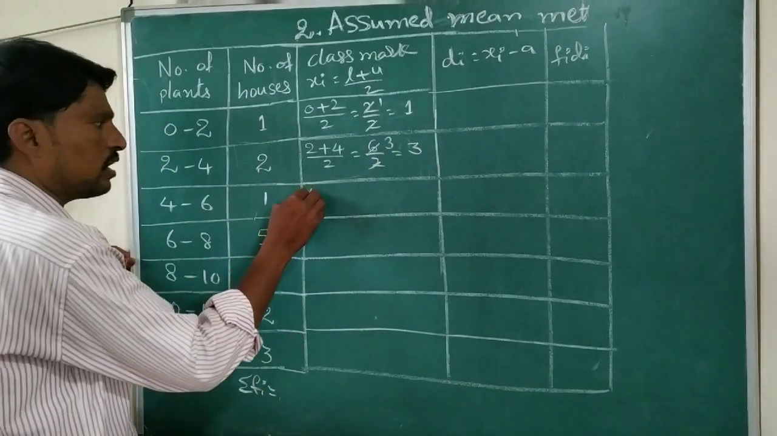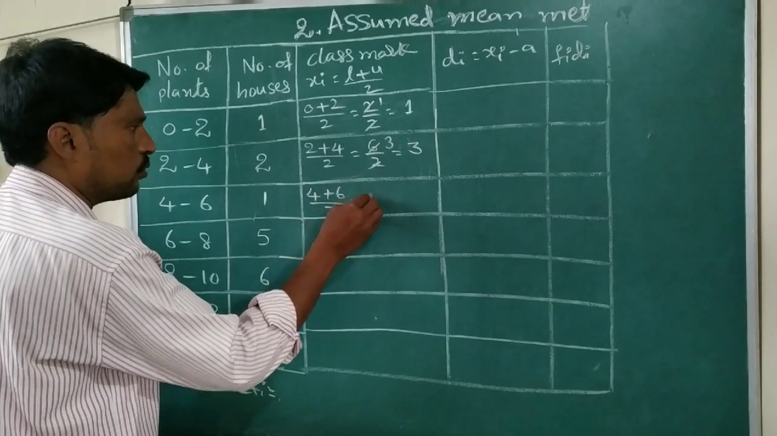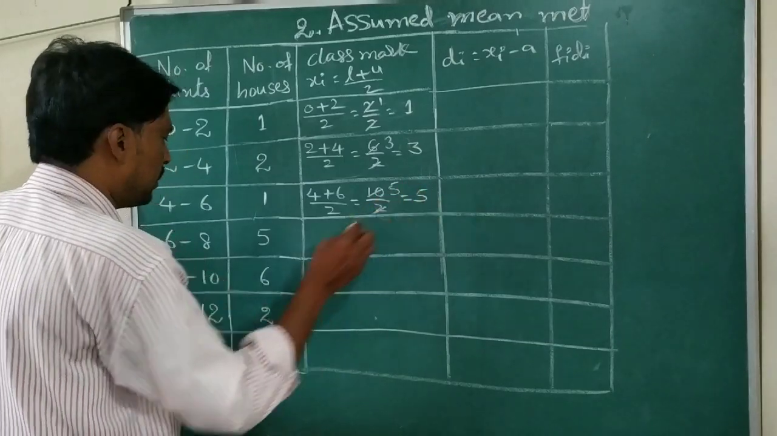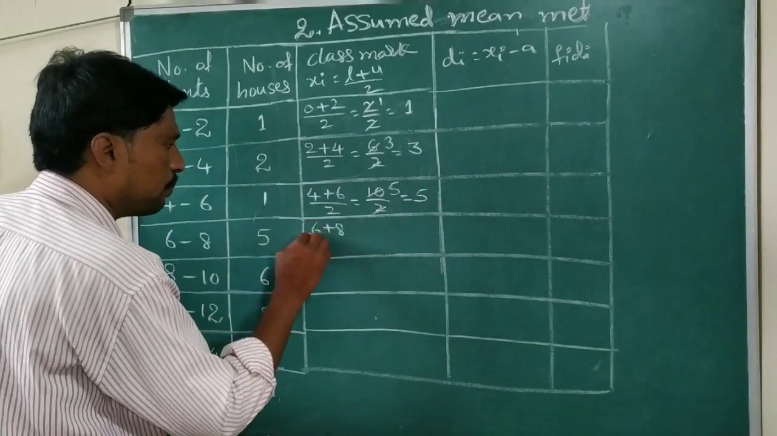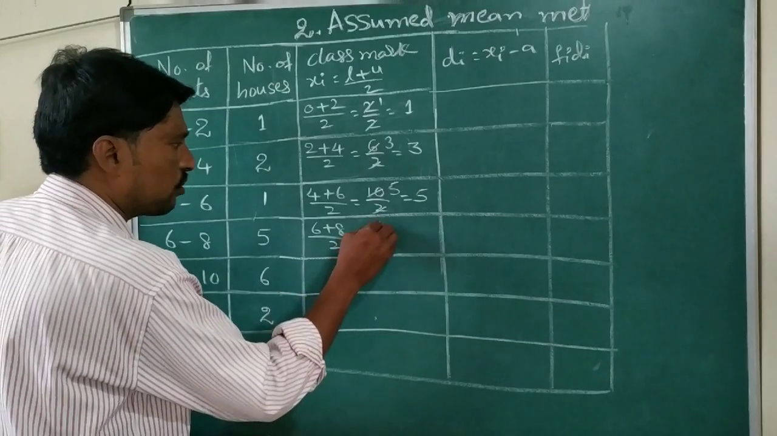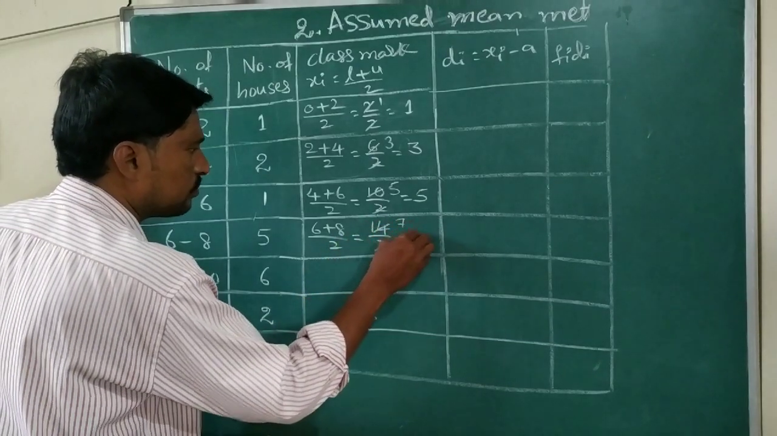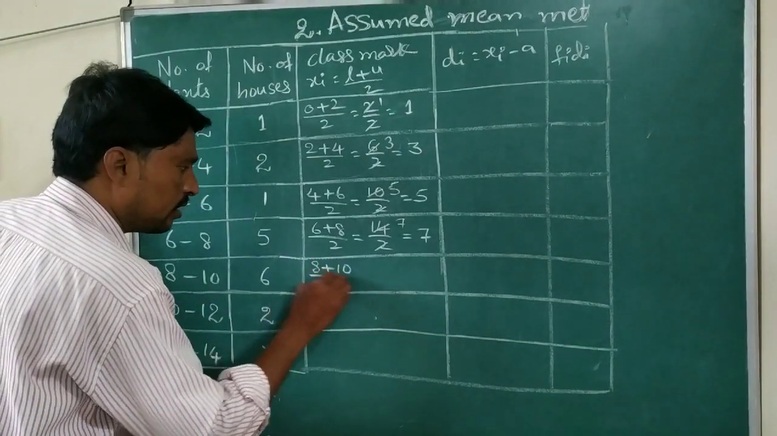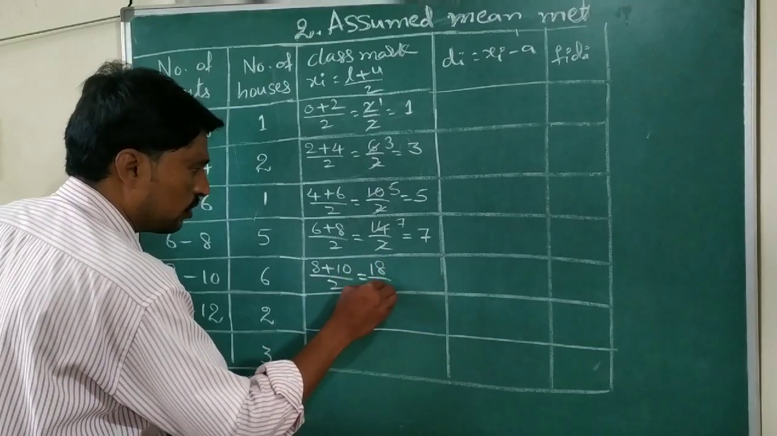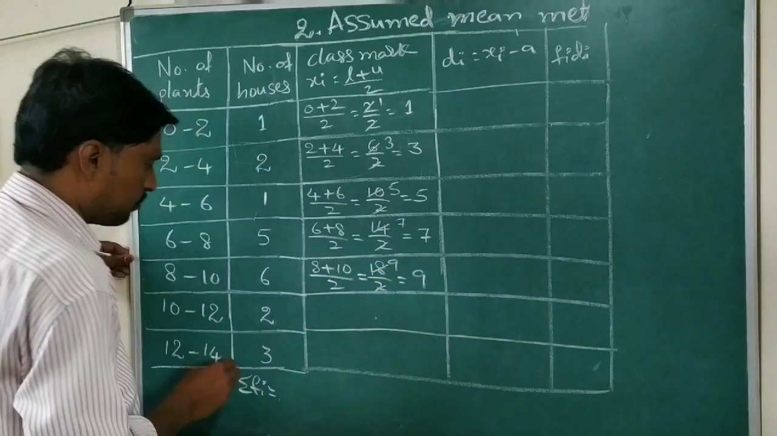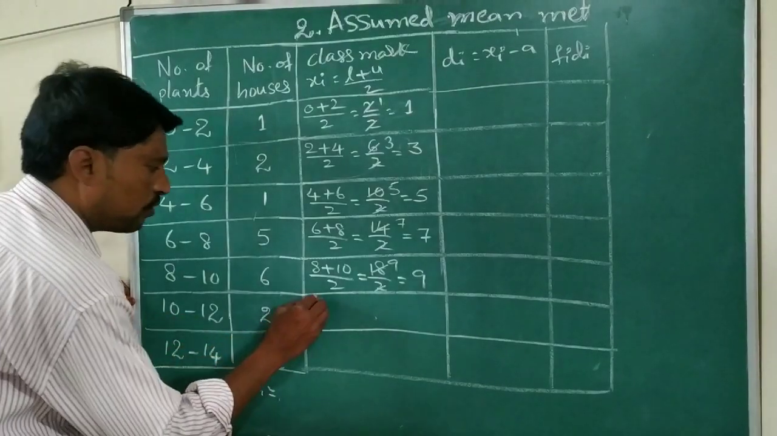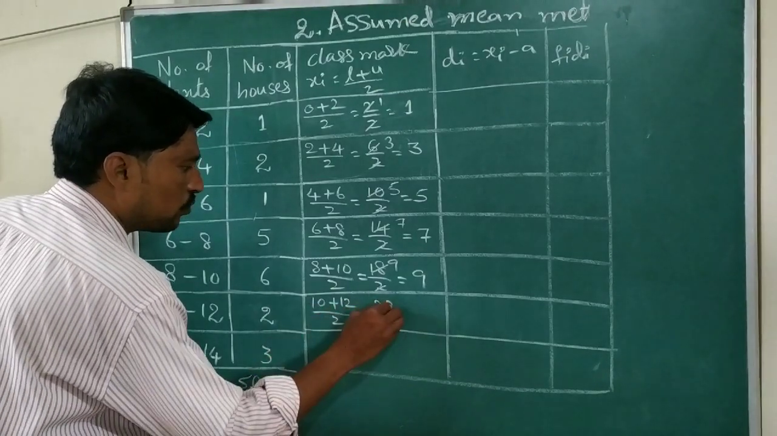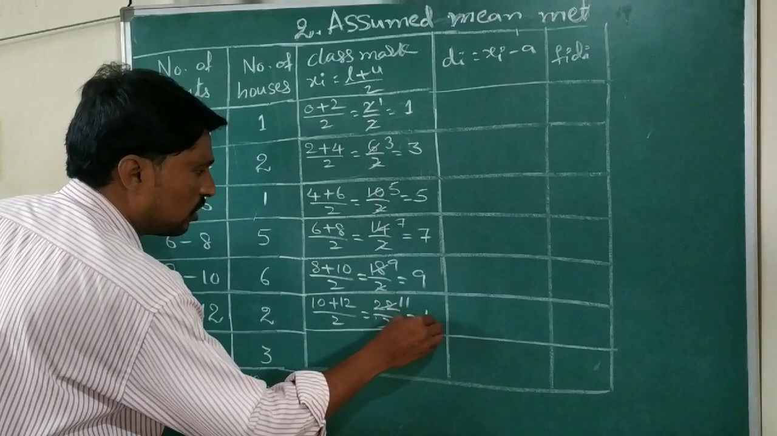Next class interval, lower limit is 4, upper limit is 6, by 2. 6 plus 4 is 10 by 2. 2 5s are 10. Next class, 6 plus 8 by 2, 6 plus 8 is 14 by 2. 2 7s are 14. Next, 8 to 10 class interval, 8 plus 10 by 2, that equals 18 by 2. 2 9s are 18. Next, 10 to 12 class interval, lower limit is 10, upper limit is 12, by 2, 10 plus 12 is 22 by 2. 2 11s are 22, that equals 11.